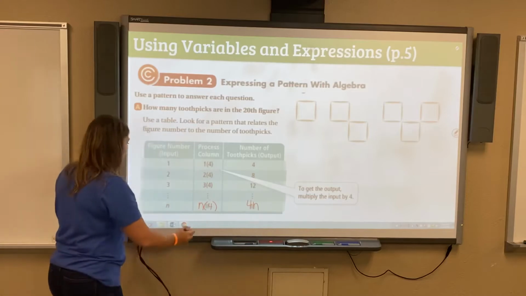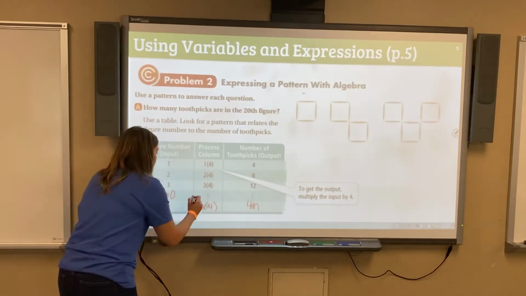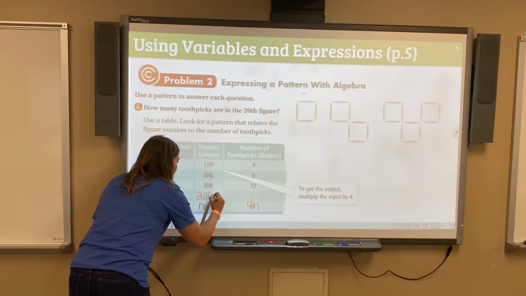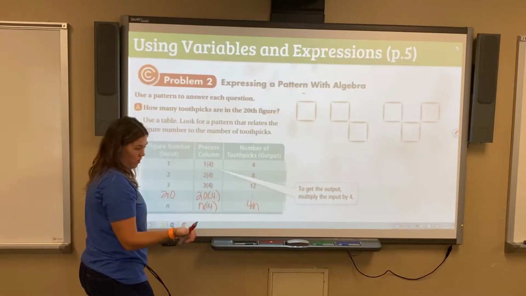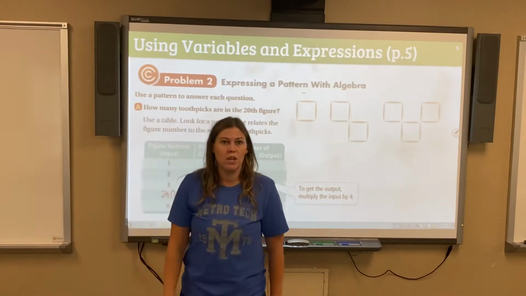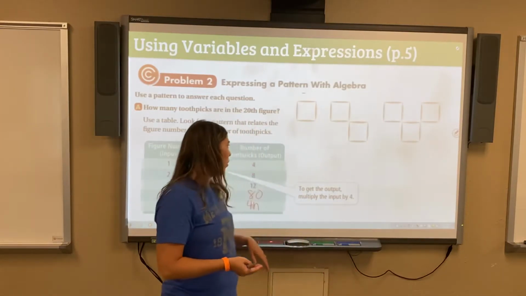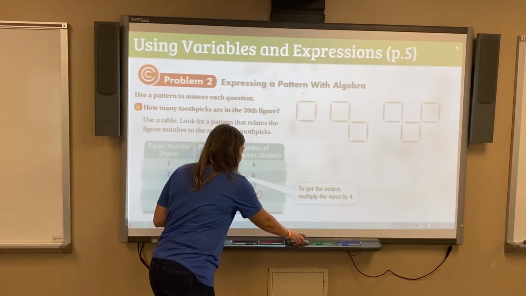So if we wanted to figure out the 20th figure, that would be 20 times 4, which we know is 80. Okay? So if we wanted to figure out any figure number, we just would multiply it times 4, because that's what we're adding each time.